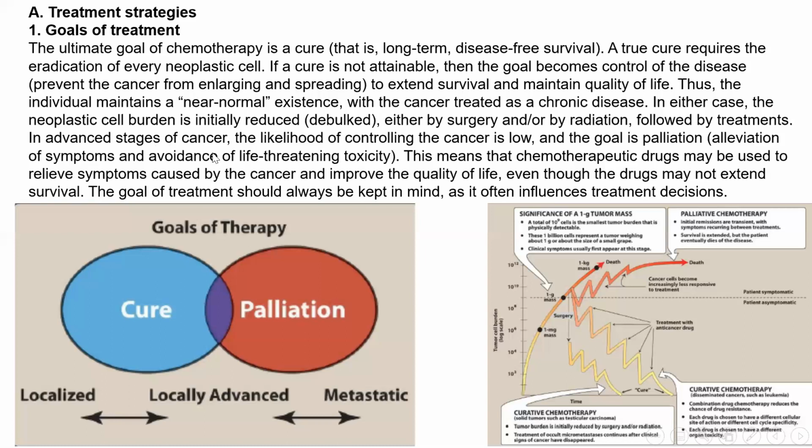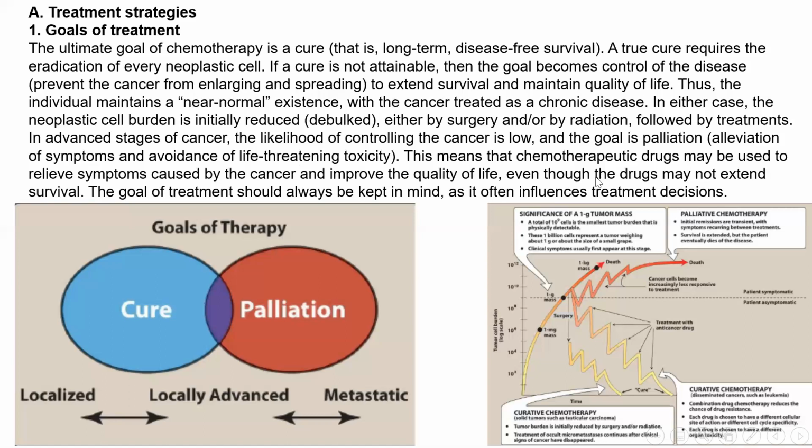However, in more advanced stages, like when there is metastasis, the disease has now spread around the body and is present in more than one organ. So here our goal of the treatment is not similar to what we saw in the first part, curing the disease. Here our goal is just palliation, alleviation of the signs and symptoms, and avoiding life-threatening toxicities, either from the cancer itself or from chemotherapies.